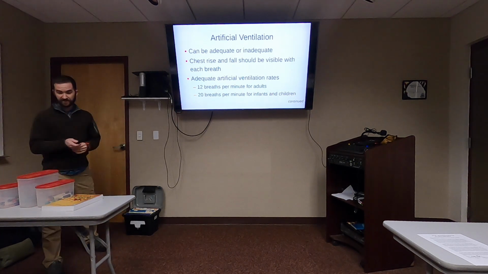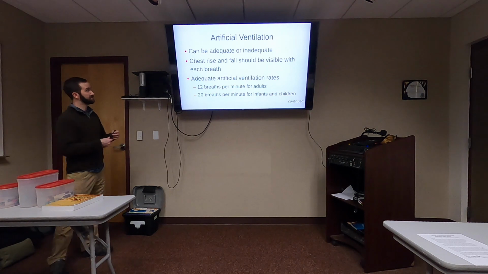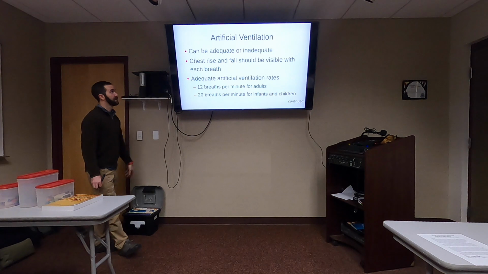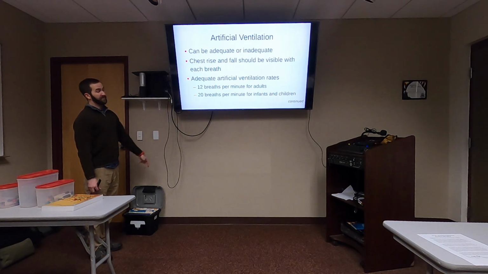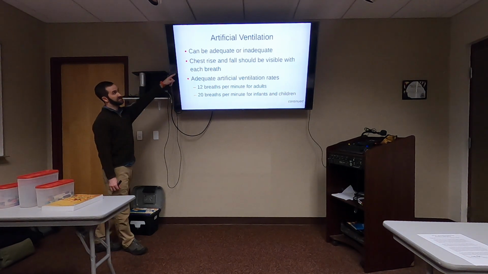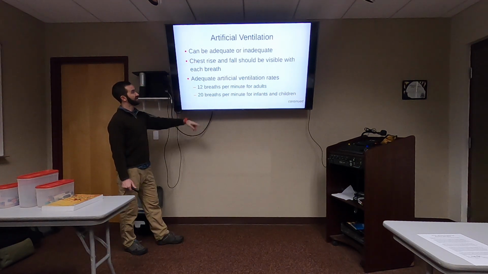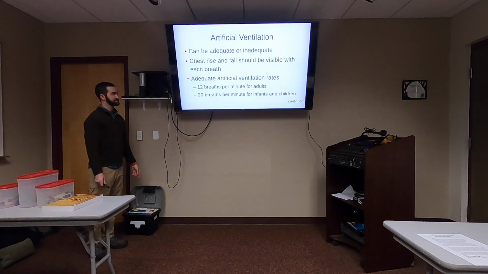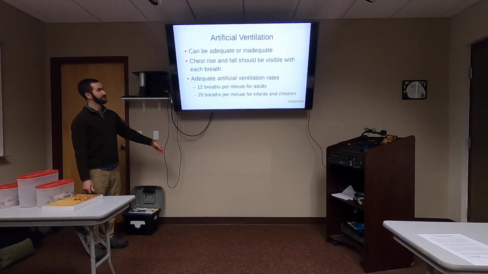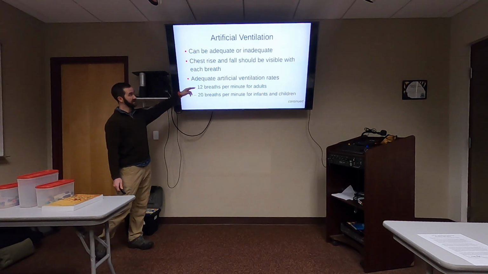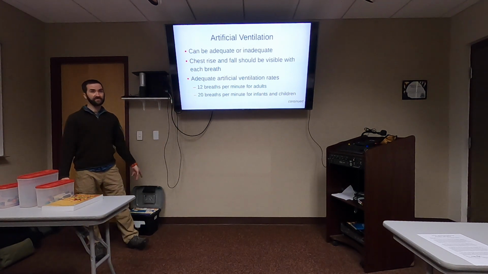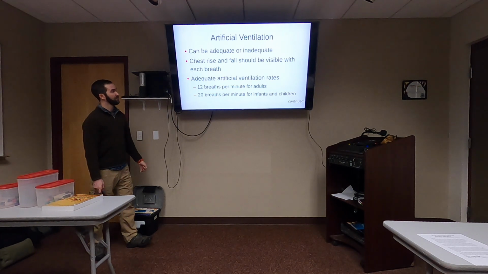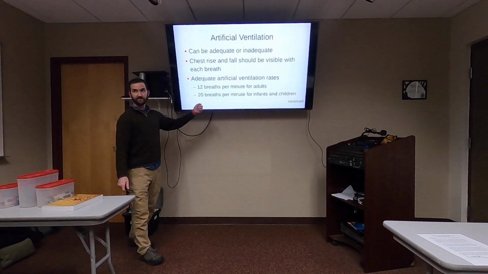once you've decided you're going to assist their respirations, you can do that well and it can be adequate, or you can do that poorly and it can be inadequate. So when you're assisting with ventilations, you need to make sure you get chest rise with each breath, and you need to breathe at the right rate. For adults, we're going to breathe at 10 to 12 breaths a minute. That's one every 5 to 6 seconds, versus one every 3 to 5 seconds for infants and children.